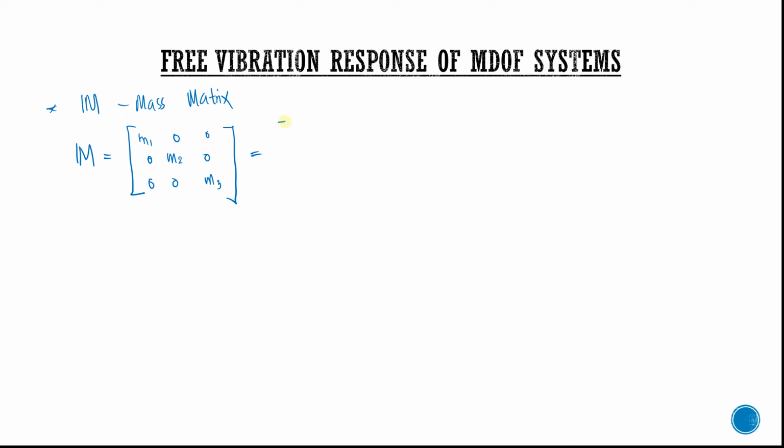We have our mass for the first floor as 5,000. And the rest is 0. Then the mass for the second floor, that is 2,500 kilograms. And then the mass of the third floor is 1,250 kilograms.